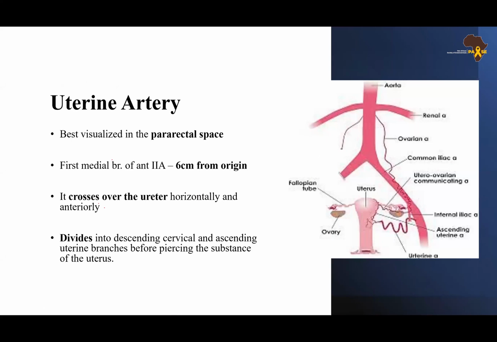The uterine artery, a very important vessel for us, is best visualized in this space. We'll be going into these spaces. It's the first medial branch of the anterior trunk of the internal iliac artery, roughly 5 to 6 centimeters from the origin. It crosses over the ureter horizontally and anteriorly, and it divides into the descending cervical and the ascending uterine branches before piercing the substance of the uterus, as you can see here. So this is the area that we are looking at. If we need to ligate it from its origin, then definitely that is the area of interest for us.